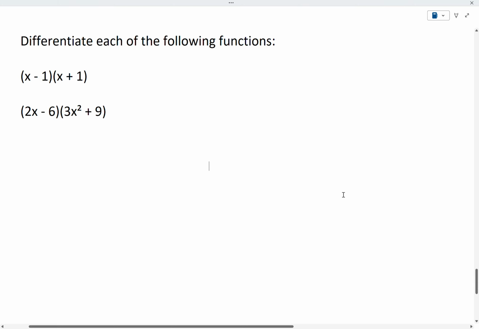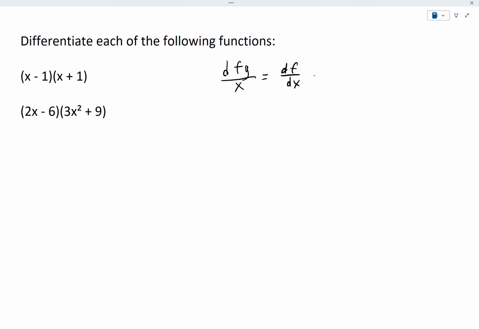In this video, we're going to be using the product rule on a couple of functions to take the derivative of them. So, if you don't know, product rule says the derivative of fg with respect to x, where f and g are both functions of x, is equal to df over dx times g plus dg over dx times f.